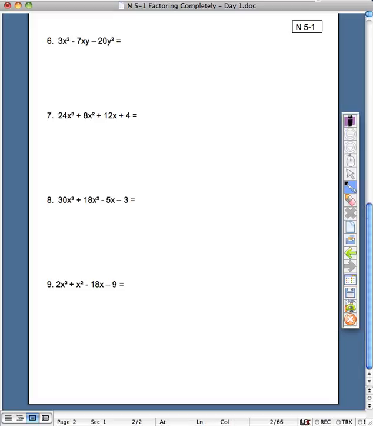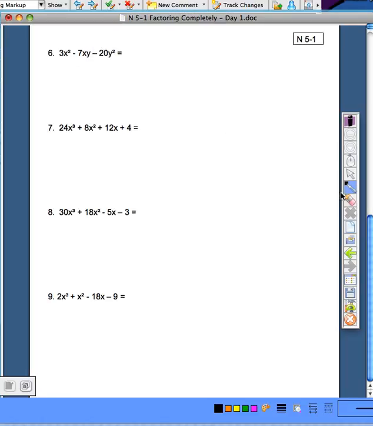Pen back. All right, looking at this one, we run into a little difficulty because there is no greatest common factor. 3, 7, 20, there's nothing that'll divide into all of those. There's no letter variable that they have in common. This coefficient, this 3, makes this a little more difficult to factor, and there's two ways to factor that. You can factor it with the box, and you can factor it by grouping. And I'm going to show you both ways.